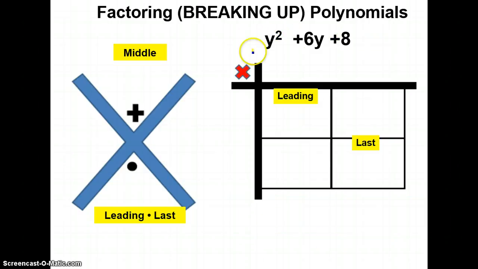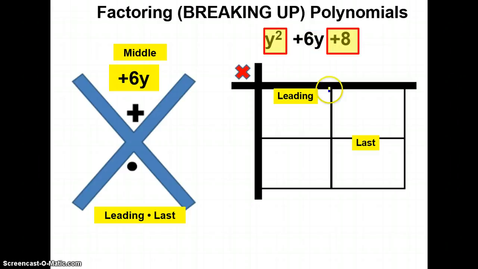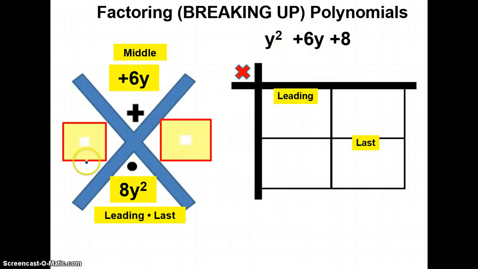We can do this even when there are different variables. So our middle term is 6y. Our leading times our last is y squared. What two numbers can you think of that multiply to get us 8 and add to get us 6? 2 times 4, great. Well, again, let's put this in our boxes.